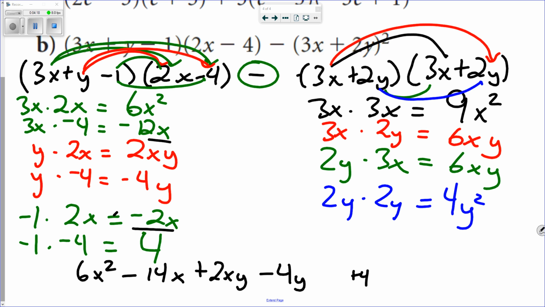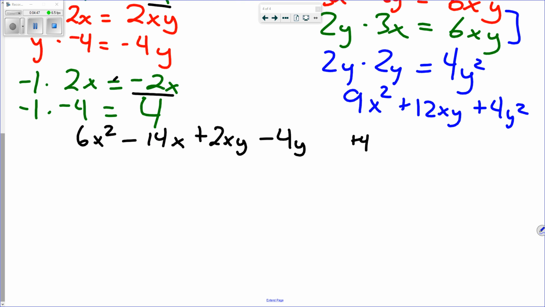So we go over to our second side here. We have a 9x squared. We have 12xy. And we have 4y squared. Okay, so we collected our like terms on both sides of that negative sign, and now we have to deal with that negative sign. So we have to take all of this stuff here in black and subtract all of this stuff in blue.